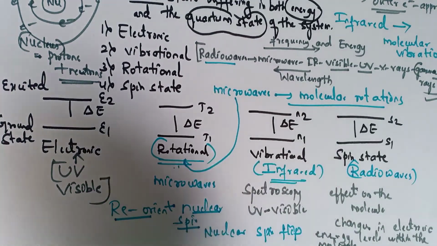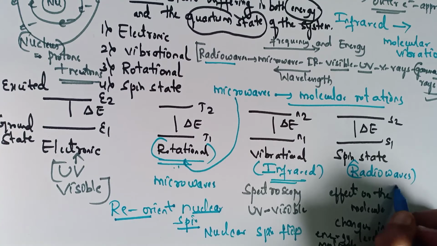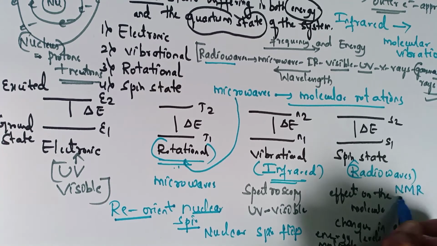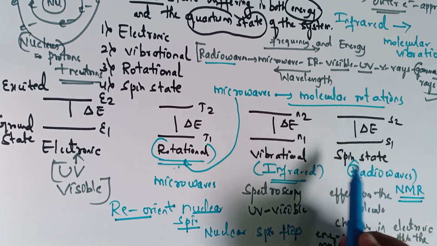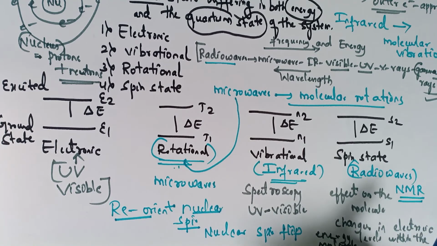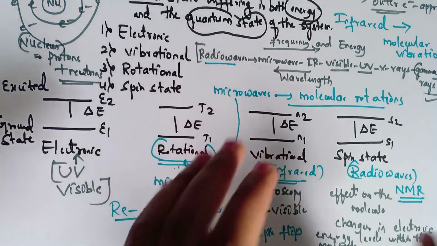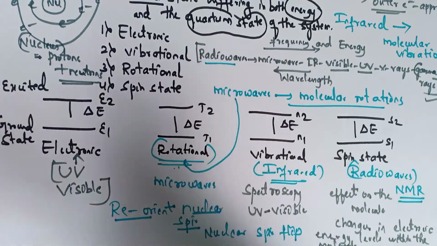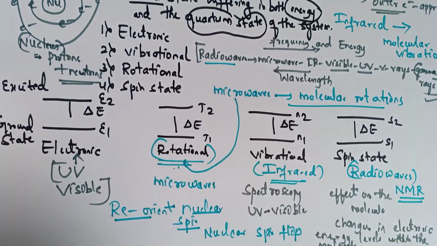This phenomenon will form the basis for nuclear magnetic resonance spectroscopy. Here in the spin state spectroscopy, radio waves and nuclear magnetic resonance spectroscopy will come under this. This is about the non-degenerate energy states of this absorption based spectroscopy. Then next thing is emission spectroscopy and scattering spectroscopy.